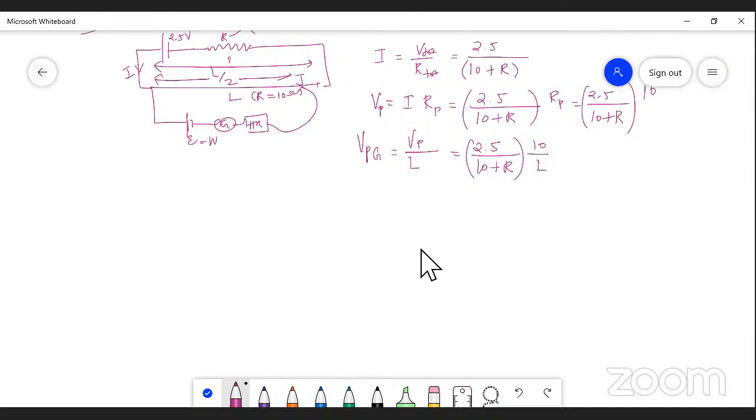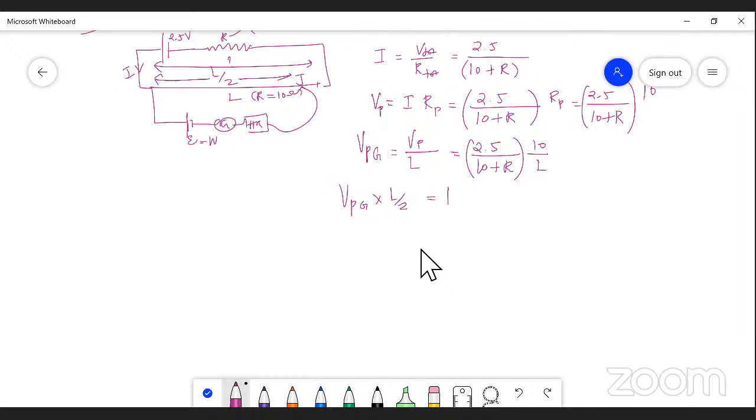If we consider the balancing length for the potentiometer wire for a resistance R is L by 2, then we can write the expression as 2.5 into 10 divided by 10 plus R into L by 2 is equal to 1. Actually, we have calculated the potential gradient. Potential gradient multiplied by the balancing length L by 2 is equal to the EMF of the cell. That's the formula. This is of another form.